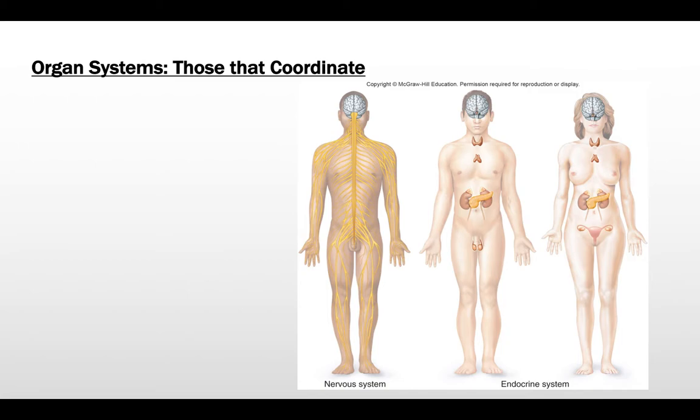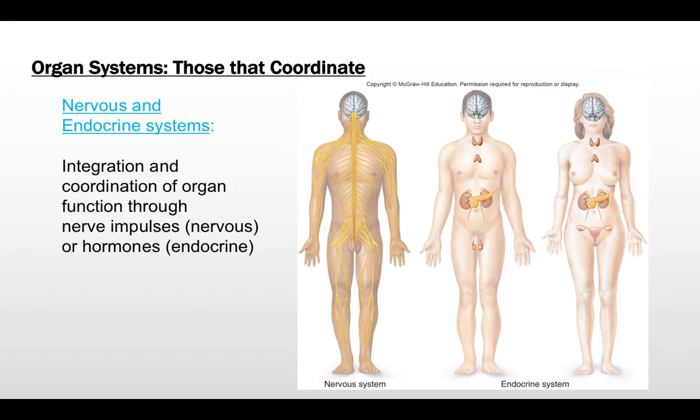Okay, the next two systems are, I'm calling them, systems that coordinate. So your nervous system is here on the left, and it is for integrating and coordinating function through electrical nerve impulses. So both of these systems tell your body what to do. The nervous system uses your brain and electrical signals to tell your body what to do.